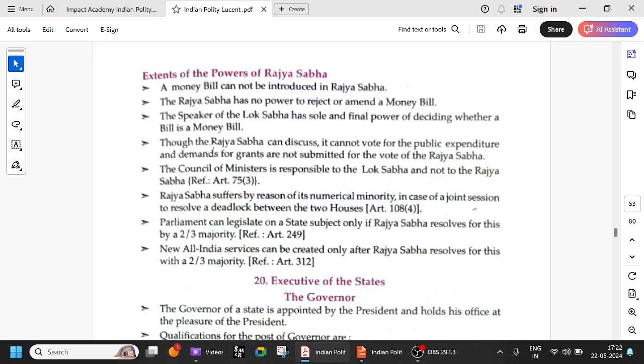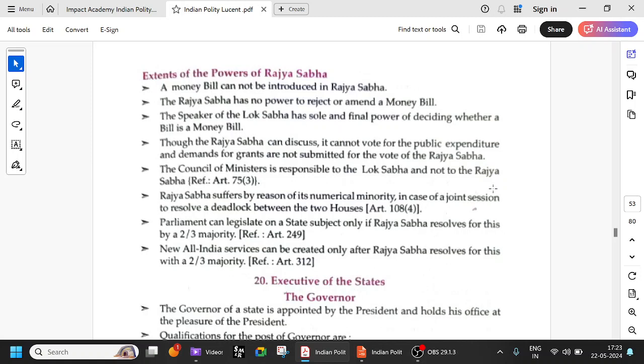money bill. Though the Rajya Sabha can discuss it, it cannot vote for the public expenditure, and demands for grants are not submitted for vote of the Rajya Sabha. Okay, so everything happens in the Lok Sabha. Okay, the Council of Ministers is responsible to the Lok Sabha and not to the Rajya Sabha. Okay, Article 75(3). Also, if there is a minister who is from the Rajya Sabha, he is also responsible to the Lok Sabha at the end.